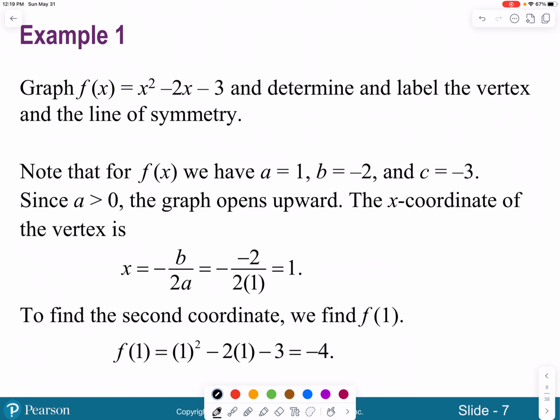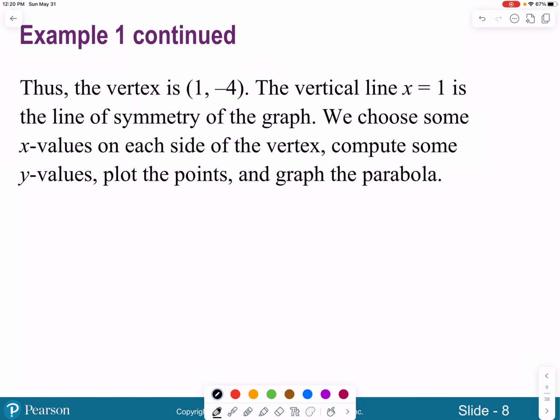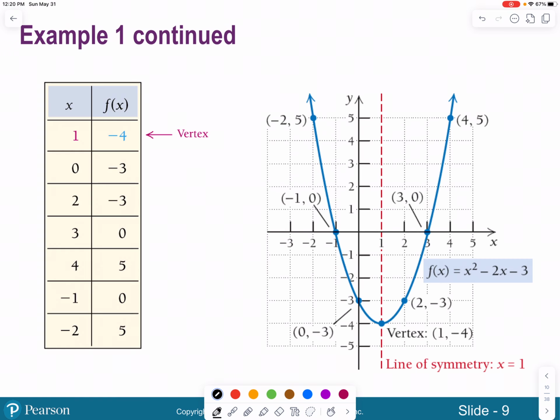And so here we have a typed version of that. First they identify the a, b, and c. We see that a is positive. The x coordinate of the vertex is negative b over 2a, which is 1. We got the same result. To find the second coordinate, we take that and plug it into our function. We get a result of negative 4. So that means our vertex is going to be 1 comma negative 4, and the line x equals 1 is going to be our line of symmetry. Then we can use that line to generate points on either side. Whenever we get a point on the left, we automatically get a point on the right. And we can use that to plot our points and connect them with a smooth curve. You see it here.